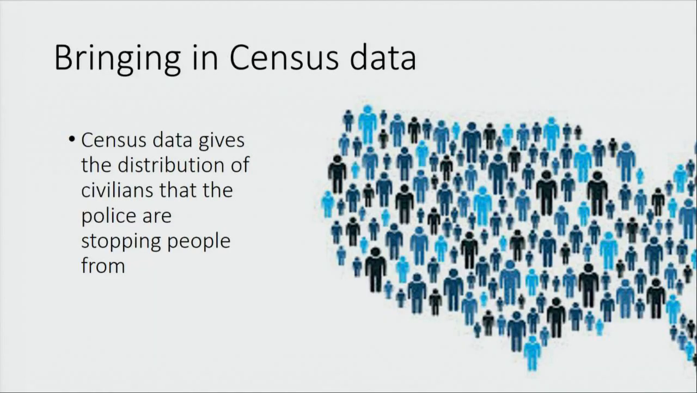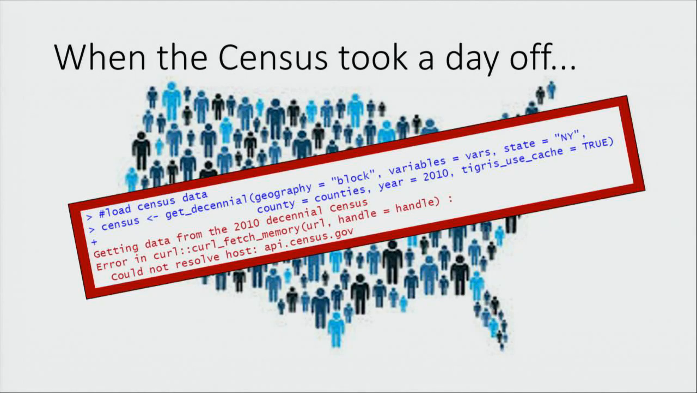The US Census data shows the racial distribution of people in New York City, and then we could see how the racial distribution of the population compares to the racial distribution of the stops in that area. So we started downloading census data, Harpreet and I, and all was going fine, and all of a sudden we just got this error one day, in the middle of the day, that the website was down. The census website just wasn't working, and there was nothing we could do about it.